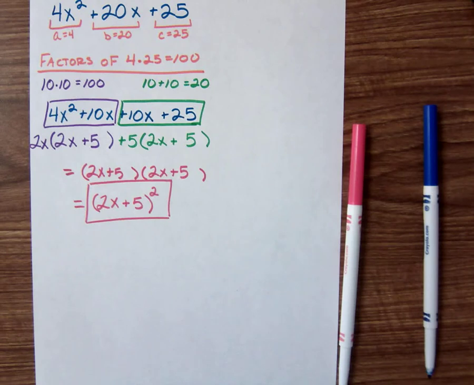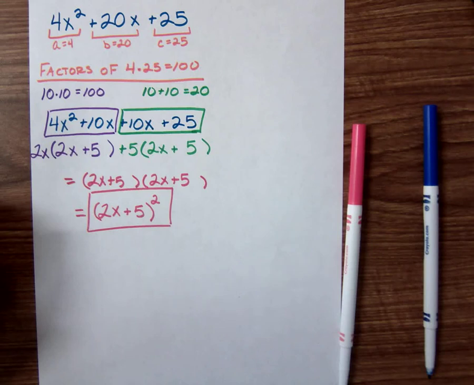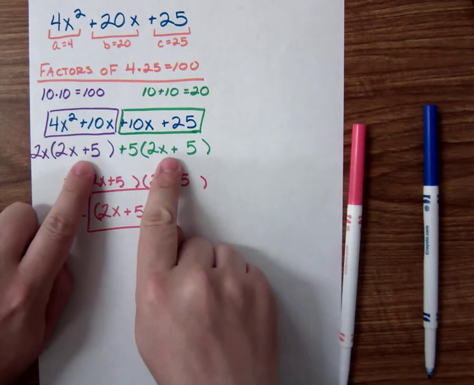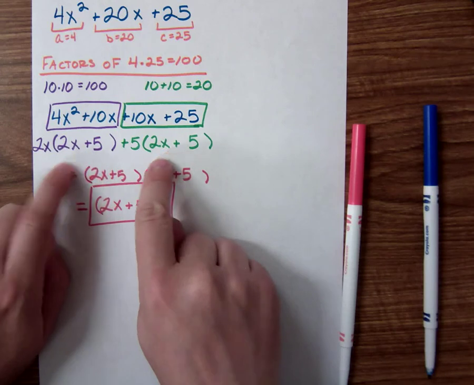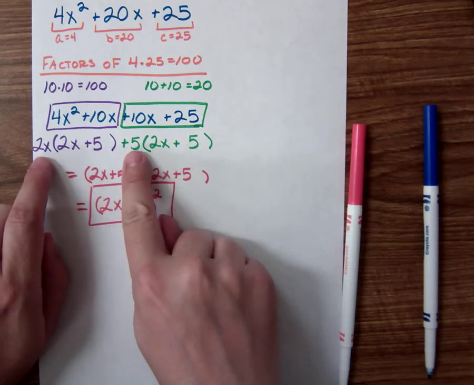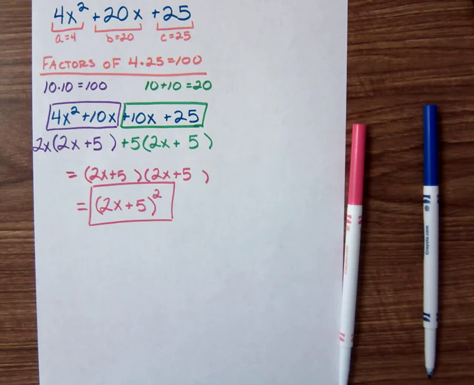How did you get 2x plus 5 and 2x plus 5? Well, that's a good question. She said, how did you get 2x plus 5s? The parentheses they had in common was 2x plus 5. That was one of them. And then the greatest common factors were 2x and a plus 5. So this is what it looks like when the parentheses are the same.